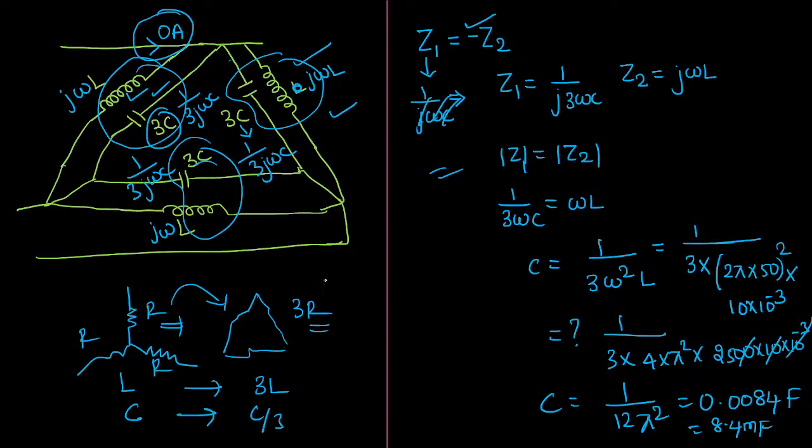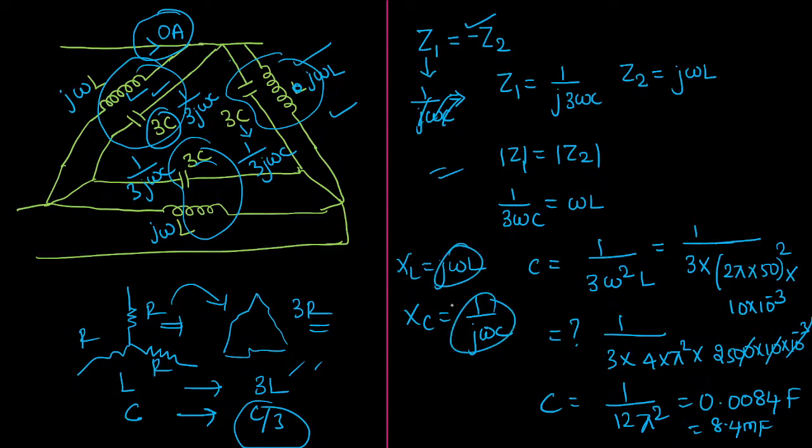Why, sir? Because we know the capacitor property is opposite to these two properties. While writing the inductive reactance, you write j omega L. But while writing the capacitive reactance, we write 1 by j omega C. They are reciprocal to each other. If you have 3L, it will be C by 3. The capacitor value will be divided by 3.